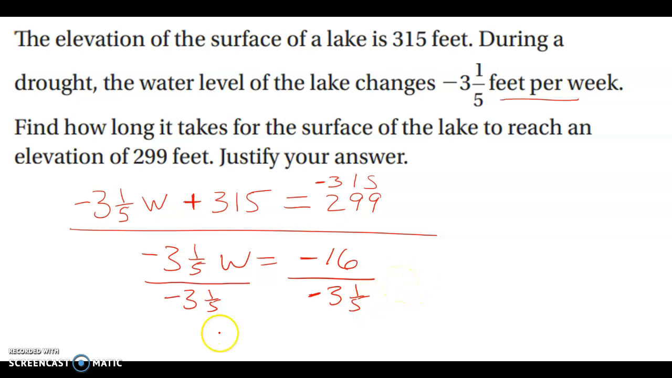So in the calculator, you're going to go negative 16 divided by negative 3. Then you got to hit the green second button and the fraction button to get a mixed number. And we put 1/5. So we have negative 16 divided by negative 3 1/5. And that's going to end up being 5. So it takes 5 weeks for the elevation to go from 315 feet down to 299 feet.